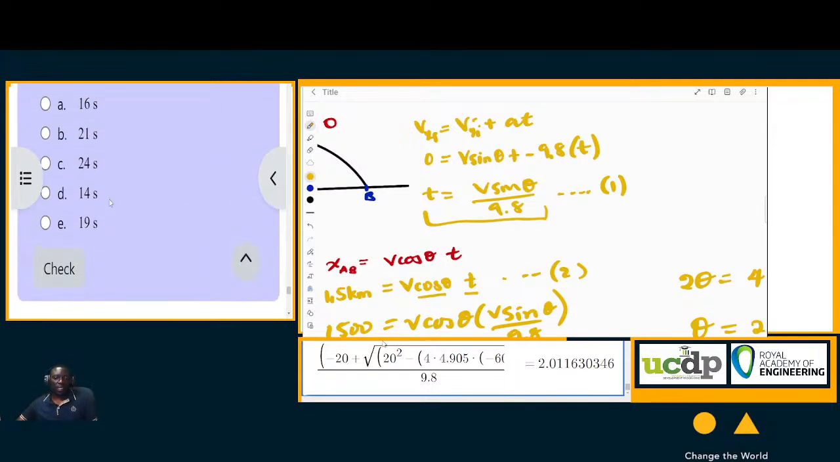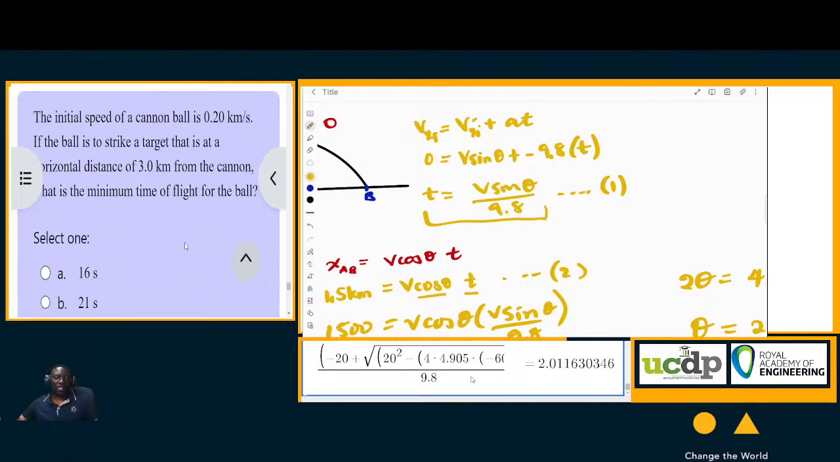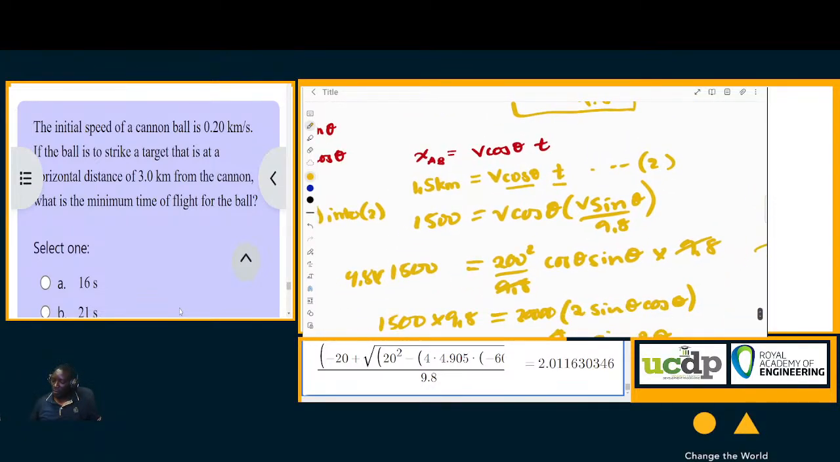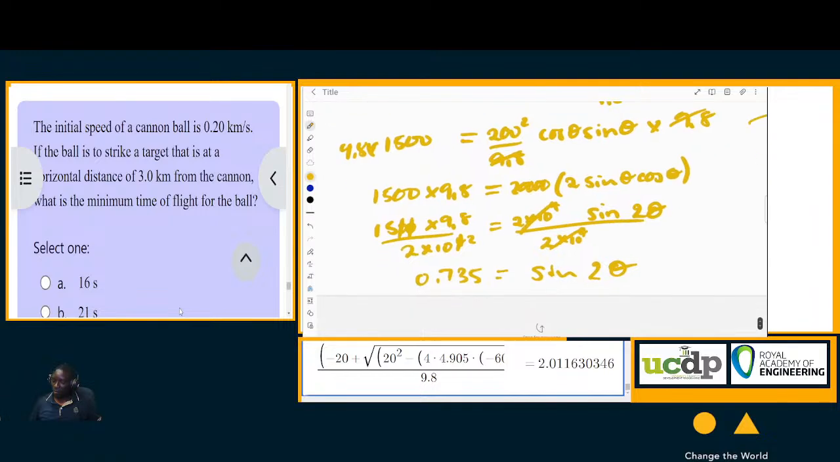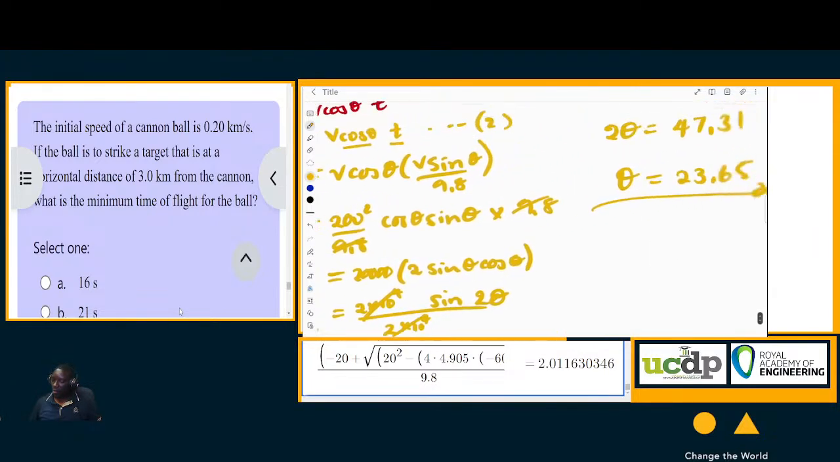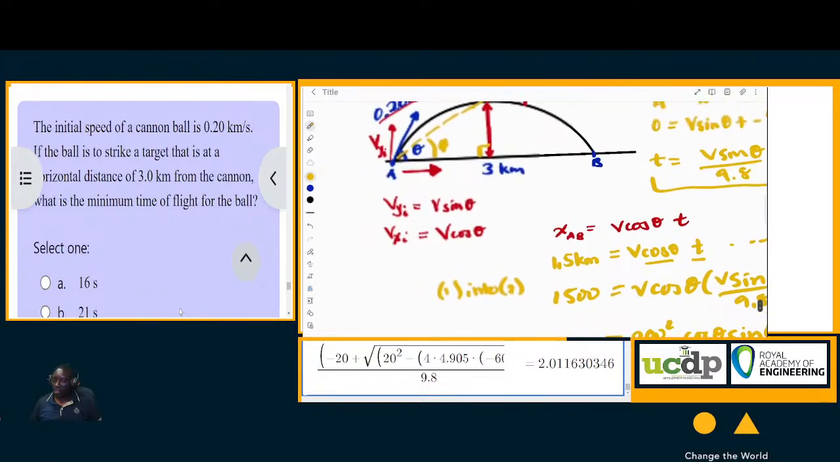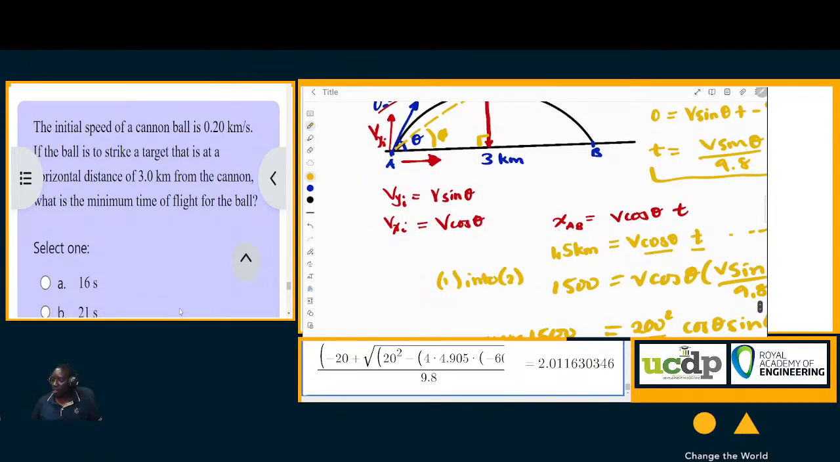Okay. Any ideas? Any ideas about this question? I think finding theta this way is not helping us in any way. If this were horizontal motion, the simplest case to consider is when the distance 3 kilometers is divided by the v cos theta, but still we don't have this v cos theta.